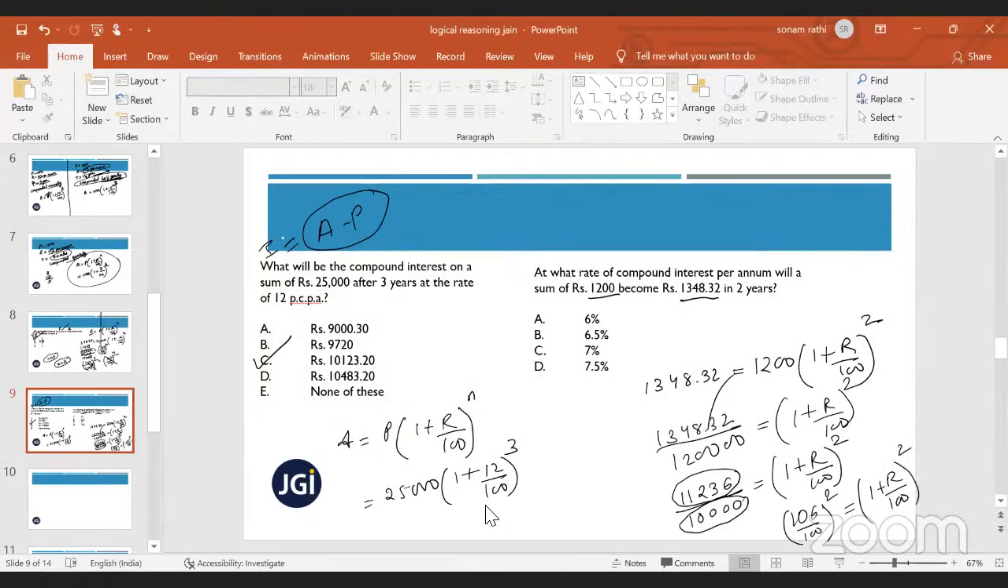So power same, power cancelled. Now base is equal. So what is the value of r? What is the value of r? 6. Yes, 1 plus 6 by 100 and this is 1 plus r by 100. So 6 is the answer. Got it, everyone? Okay, moving to the next question.